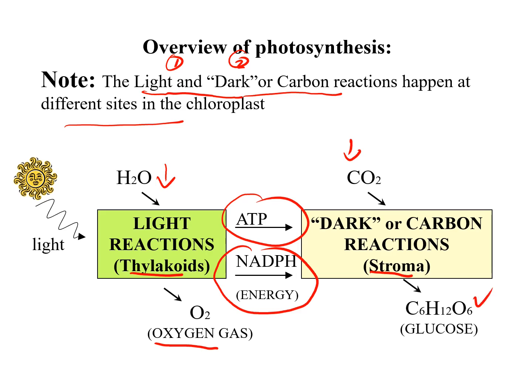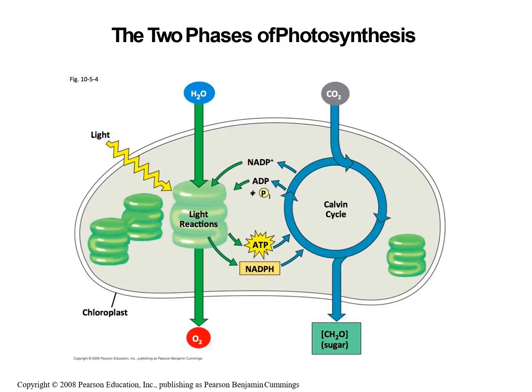So remember, photosynthesis has two phases. One is the light reaction, and the other one is the carbon reaction. And they take place in different places. One takes place in the thylakoids, and the other one takes place in the stroma. So these are the two phases of photosynthesis.